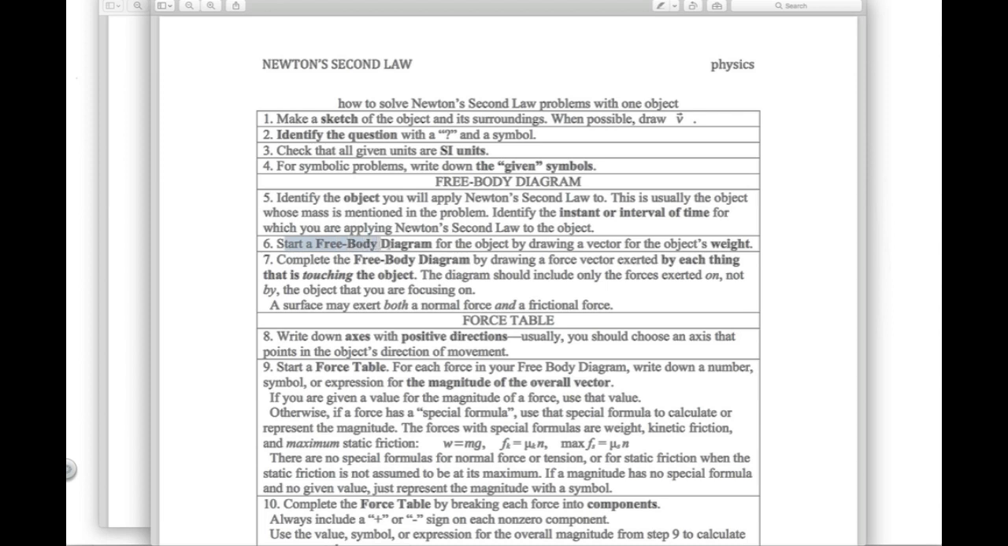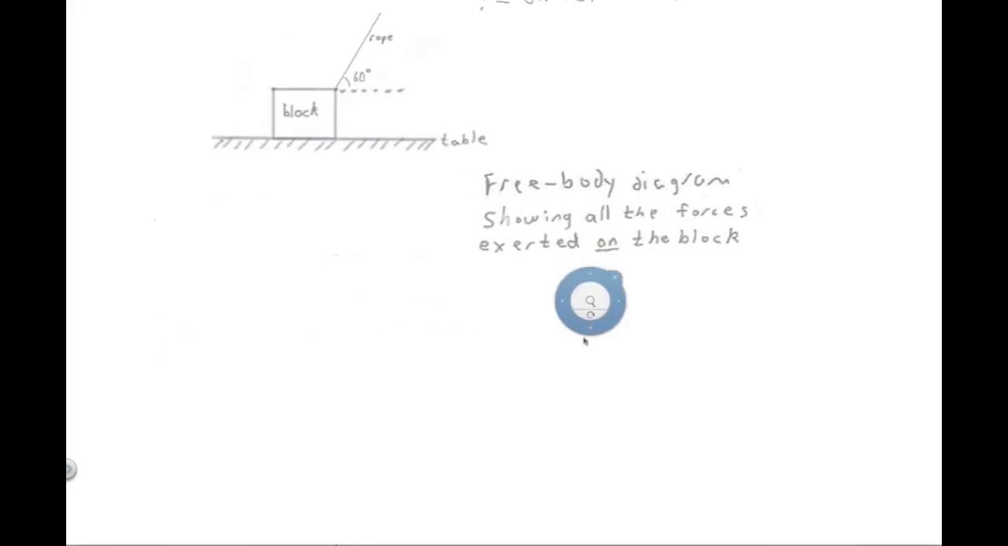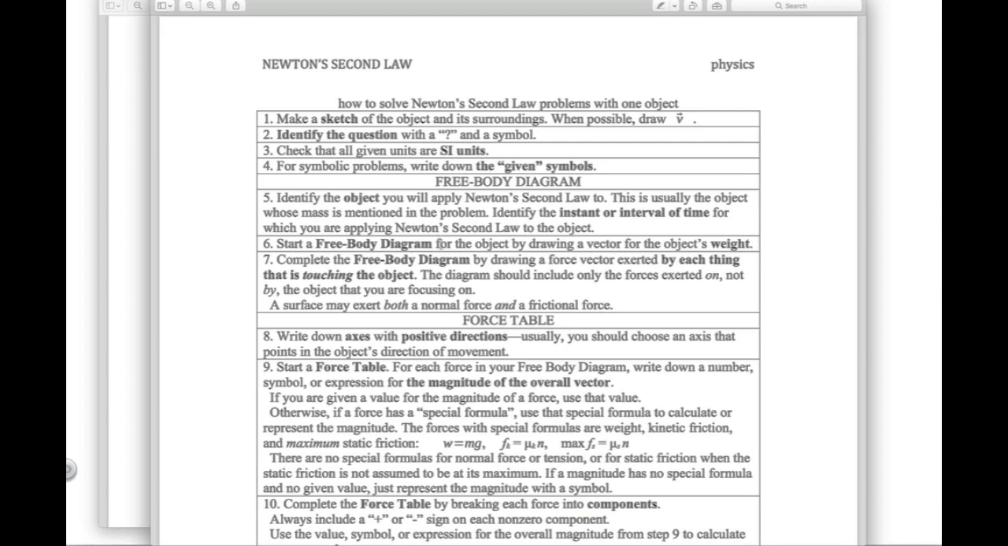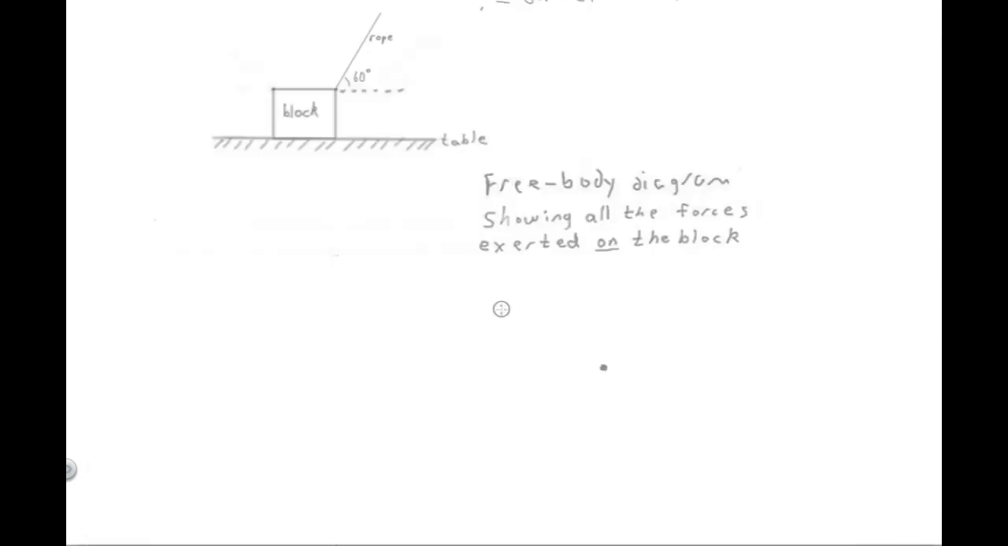Now we'll move to our next step and start the free body diagram. We're going to make a free body diagram showing all the forces being exerted on the block. So first of all, I'm going to draw a dot, and the dot represents the block. Now we begin the free body diagram by drawing a vector for the object's weight. What is the direction of the weight force? Well, you need to know that there is a simple rule for figuring out the direction of the object's weight.